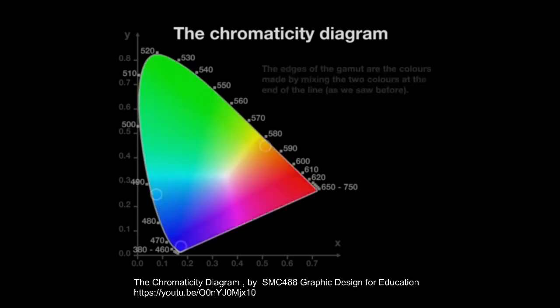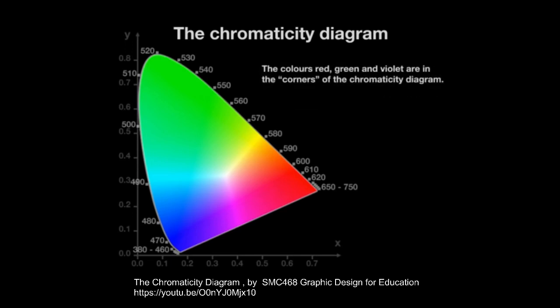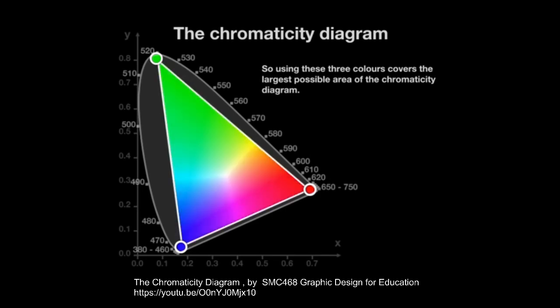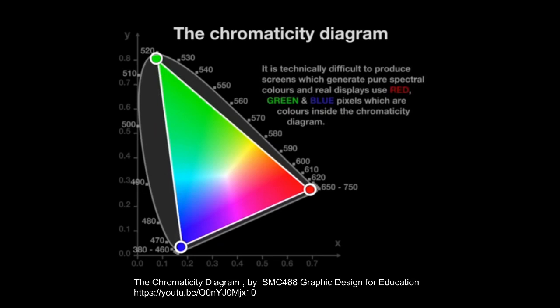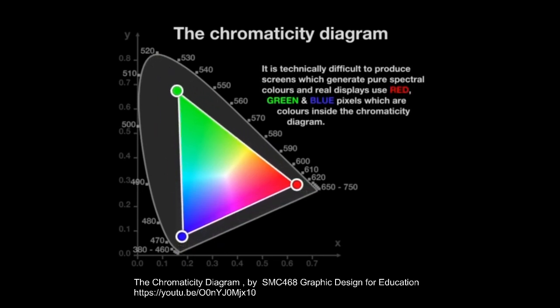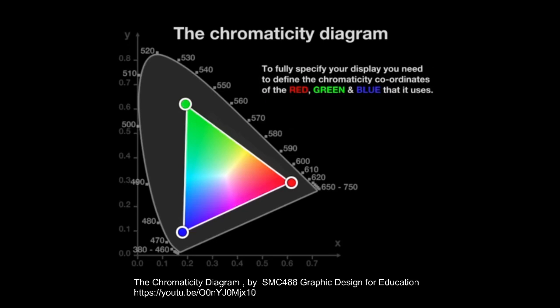Here's blue down here. We'll soon have red here and green there, and red, green, and blue lights mixed together add up to white in the middle, and that's the basis of RGB displays, like the one you're now looking at. So using these 3 colors covers the largest possible area of the chromaticity diagram, but it doesn't cover all of it. And it's technically difficult to produce screens that generate pure spectral colors that are red, green, and blue. So color gamuts of real displays tend to be a little smaller, the way it's shown here.